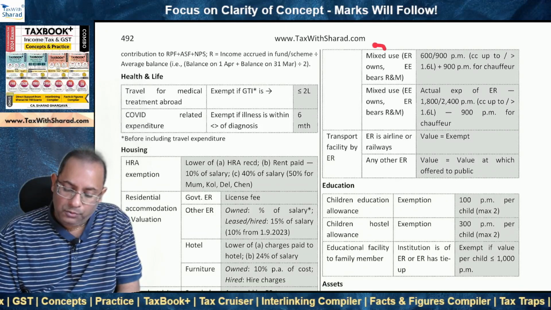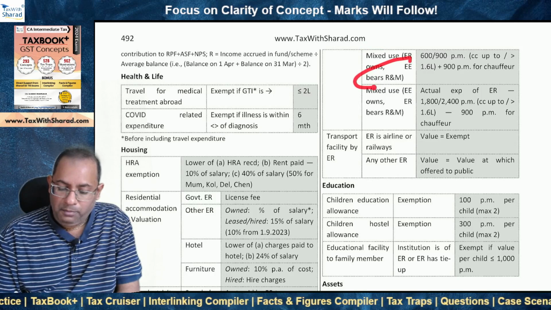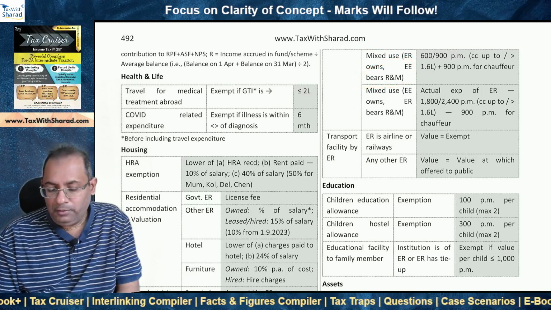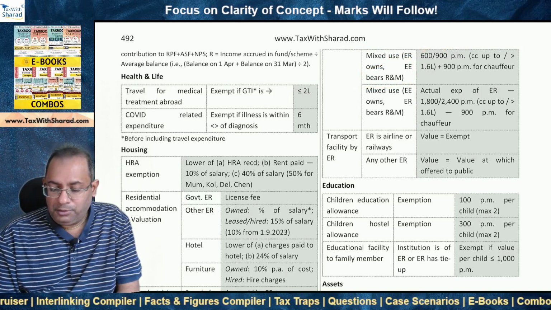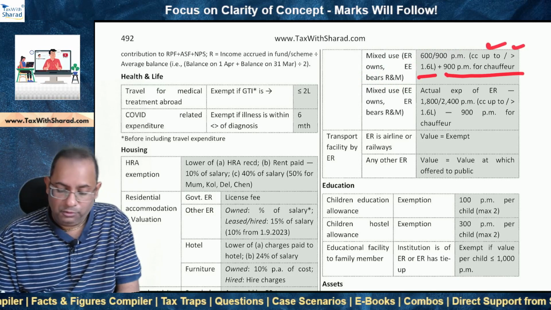In case of mixed use, where the employer owns the motor car but the employee bears the R&M expenses, then the value is 600 or 900 per month based on whether the CC is up to or more than 1.6 liter, and we add 900 per month for chauffeur.